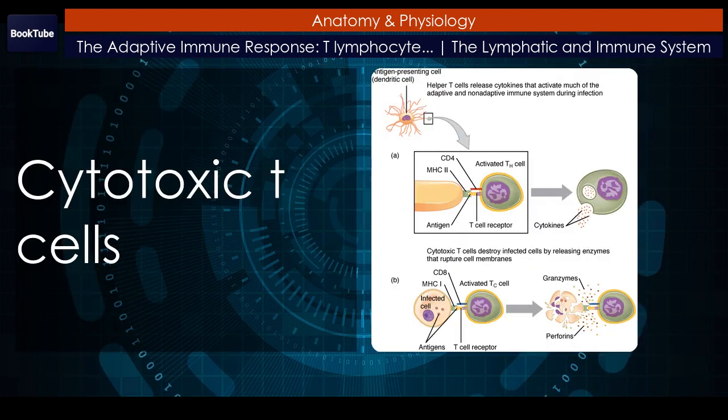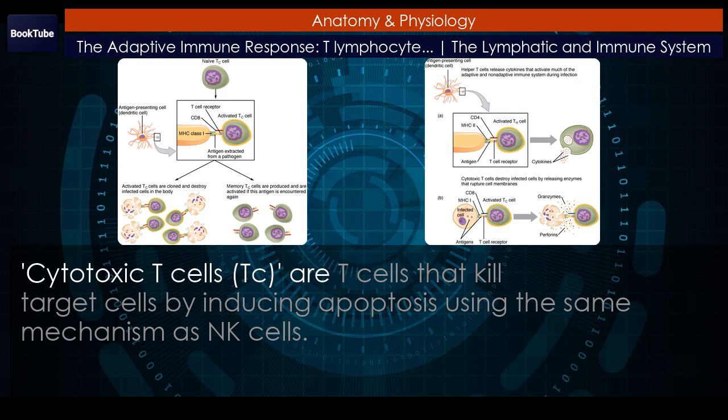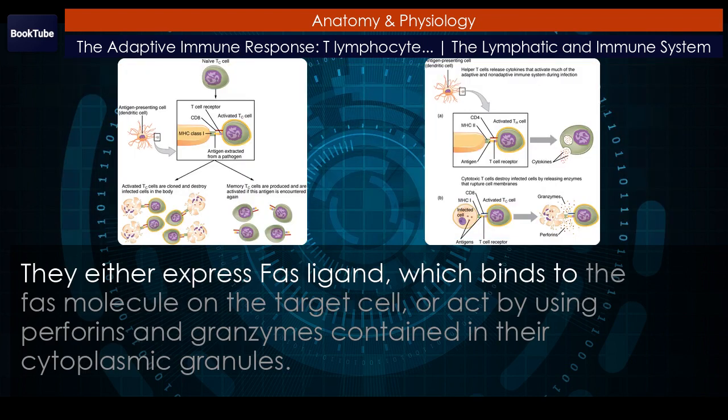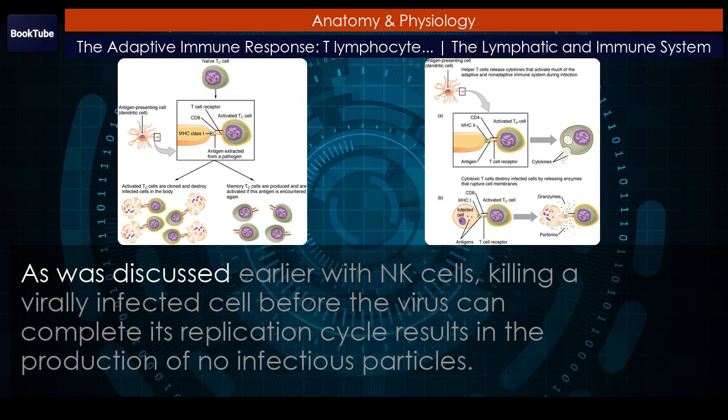Cytotoxic T cells. Cytotoxic T cells, TC, are T cells that kill target cells by inducing apoptosis using the same mechanism as NK cells. They either express Fas ligand, which binds to the Fas molecule on the target cell, or act by using perforins and granzymes contained in their cytoplasmic granules. As was discussed earlier with NK cells, killing a virally infected cell before the virus can complete its replication cycle results in the production of no infectious particles.